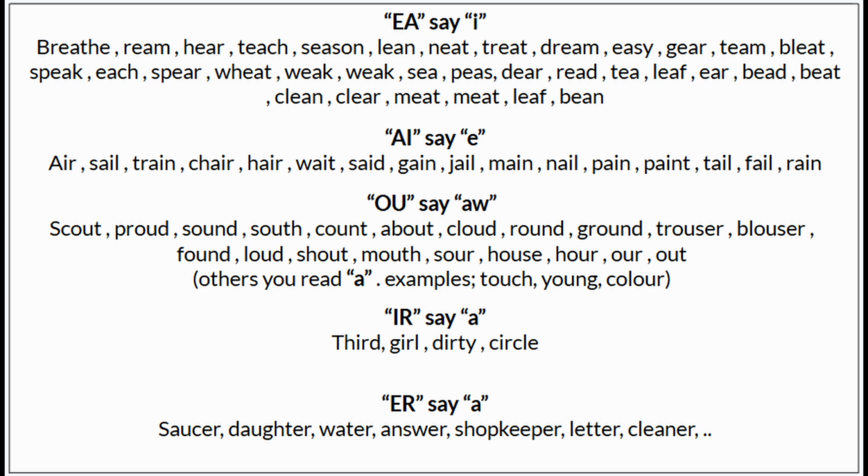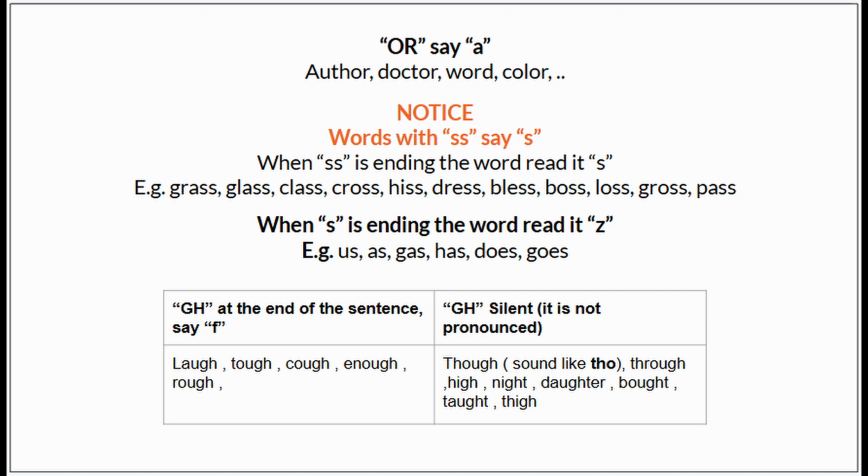Wherever you see O and R, you say uh. Example, author, doctor, word. We have O and R, word. Color. Notice this, words with double S, you say S. When double S is ending the word, read it S. For example, grass, glass, class, cross, dress, bless, boss, loss, gross, and pass.